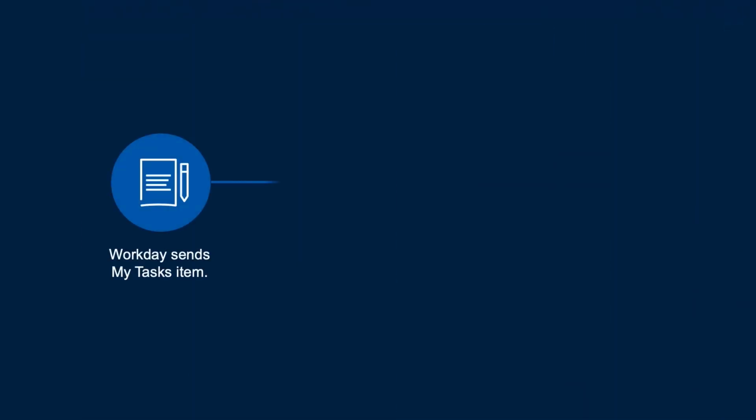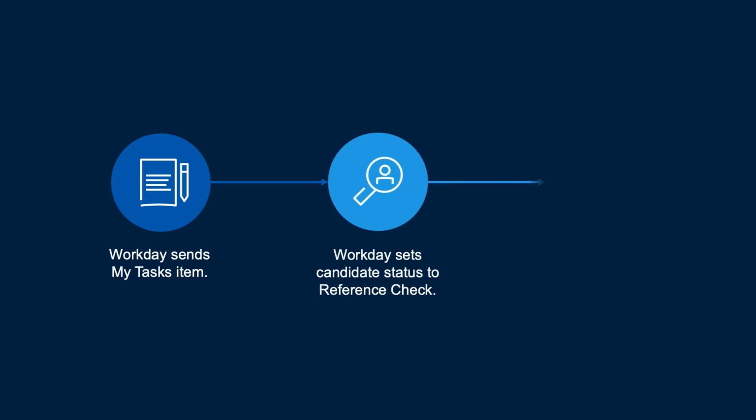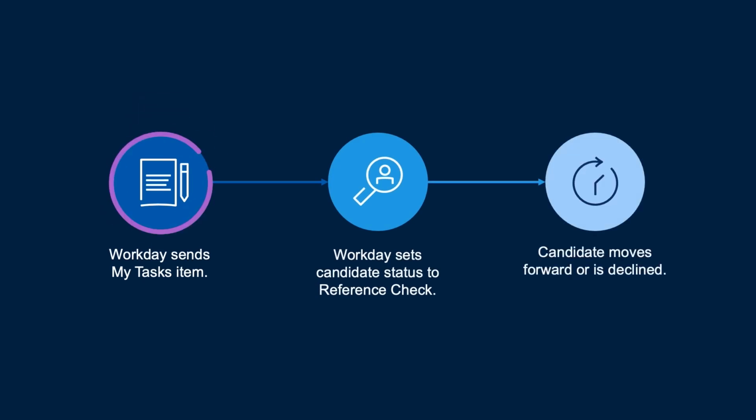Some companies require a confirmation of the candidate's character, background, and experience by contacting personal and professional references. This subprocess can run parallel to others. When you move a candidate to the reference check step, the designated recruiting user receives a My Tasks item, and the candidate status is set to reference check.